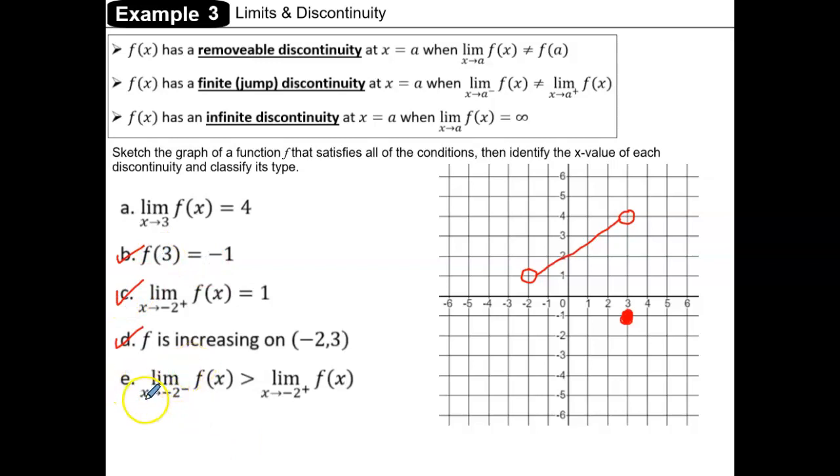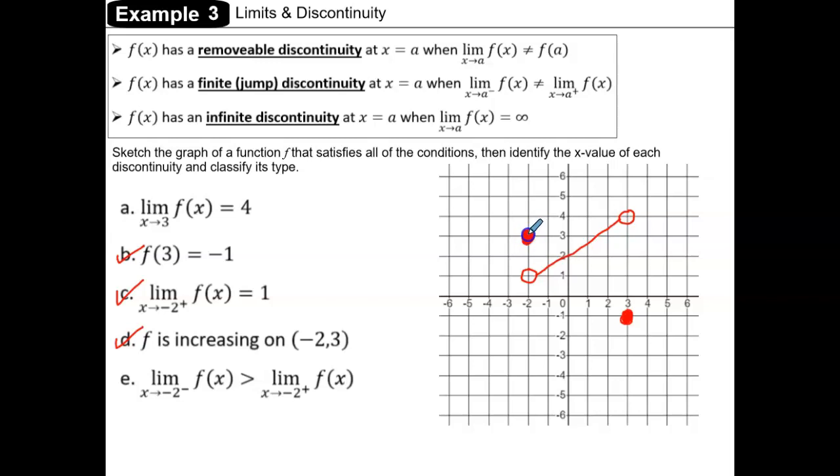Okay, E says the limit as x approaches -2 from the left has to be greater than the limit approaching -2 from the right. So I have to have some other value that's approaching -2 and it's coming from the left, and it has to have a y value greater than this one. Or sorry, greater than +1. So I'm going to go up to, let's do +3. Sounds good. 3 is greater than 1, so that would work.